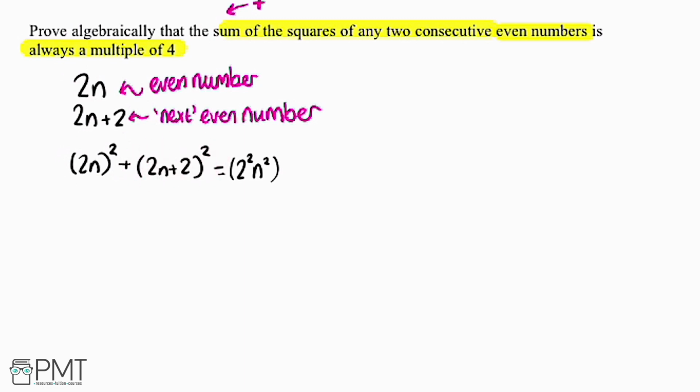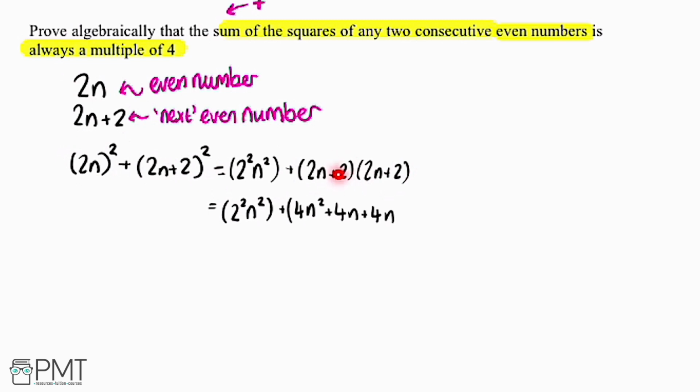Now we need to expand this bracket. So essentially that is 2n plus 2 multiplied by 2n plus 2. And we've got to multiply every term by every other term. So I'll do the front term, 2n multiplied by 2n gives us 4n squared. The outside term, 2n multiplied by 2, giving us 4n. The inside terms, 2 multiplied by 2n, giving us 4n again. And 2 multiplied by 2, last but not least, giving us 4.